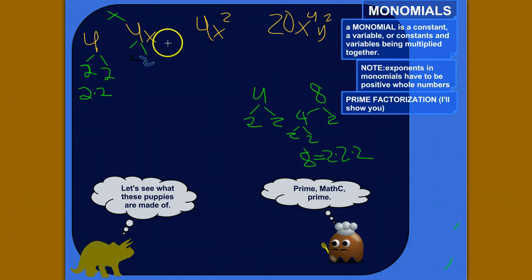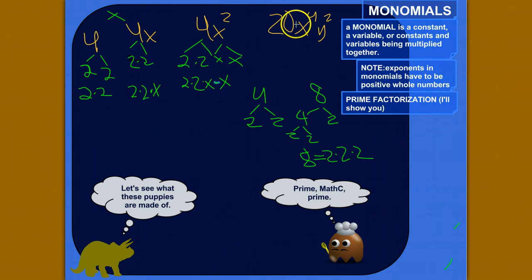Now this one, 2 times 2 is 4. Oops, it's disappearing on me. And then to get this whole thing to be 4x, it would be 2 times 2 times x. And then, getting a little bit more complicated here, 4 is 2 times 2. X squared would be the same as x times x. So this monomial you could rewrite as the product of 2 and 2 and x.